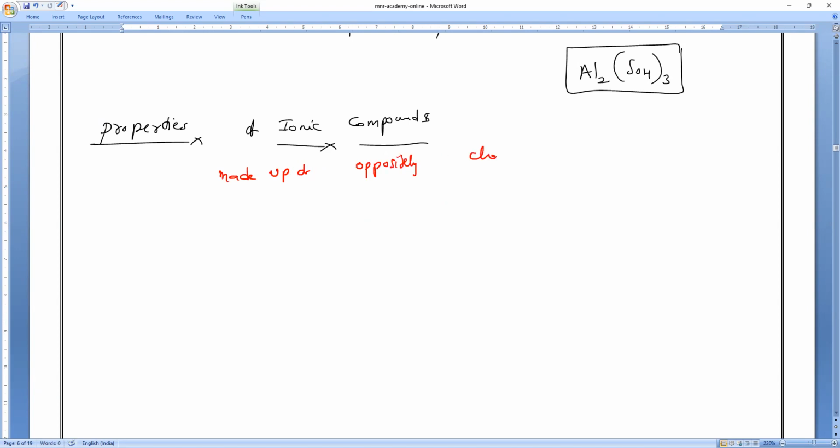Oppositely same charged, different charged, or what is that, everybody? They are made up of oppositely charged ions. What are those ions, everybody? Cation, and another one is what? Anion. Okay, clear, everybody? Next, first point. Next, they have high melting points, high melting and boiling points.